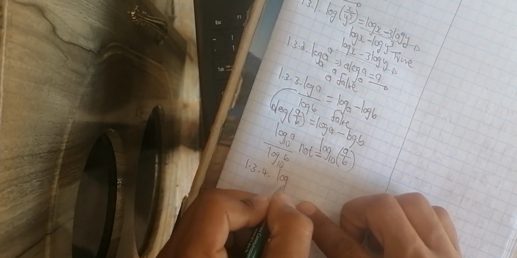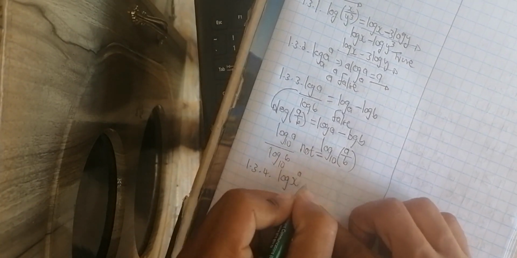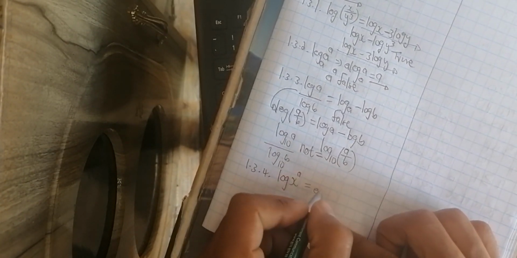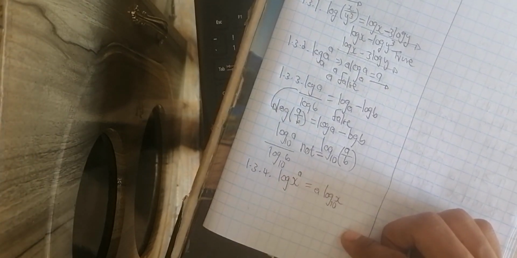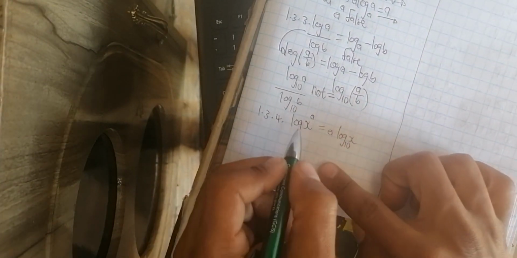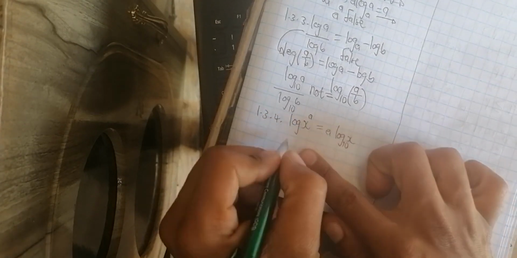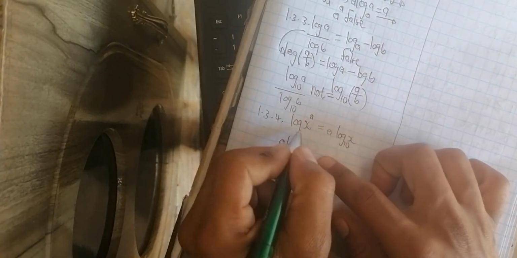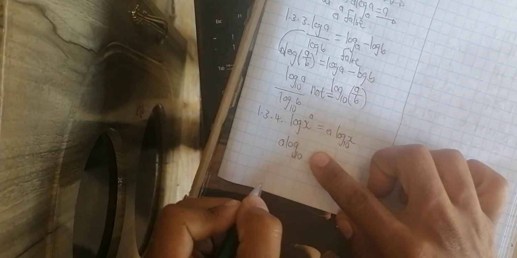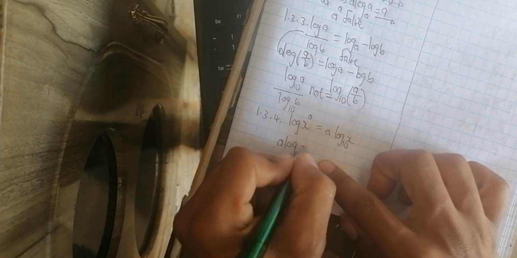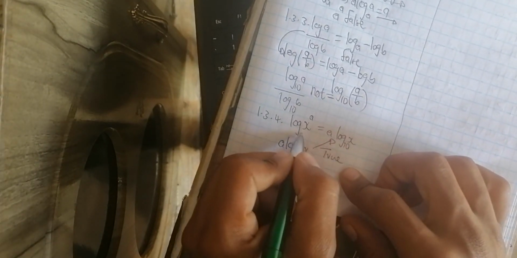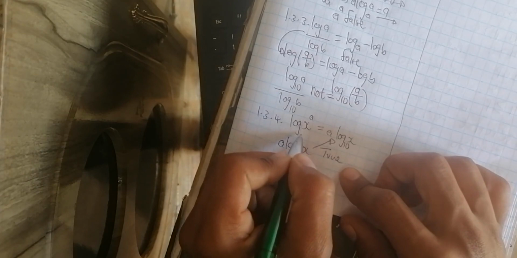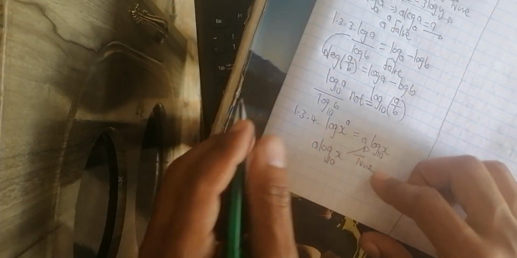1.3.4, we have log x to the a, and they are saying this is equal to a log x. They say this is the answer. Now let us check. If I take this to the other side, that is a log, I know if it is not written there, the subscript is 10 and x, so this is true. You should always know that when there is no number written there, the subscript is always 10.